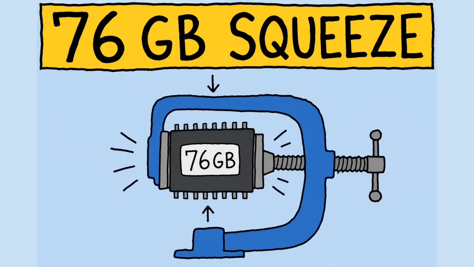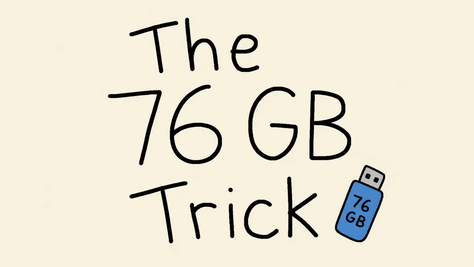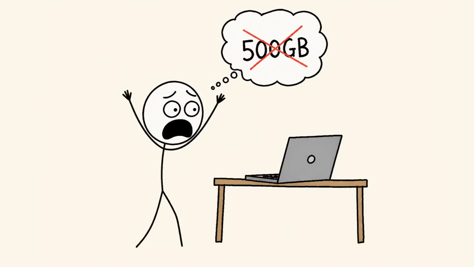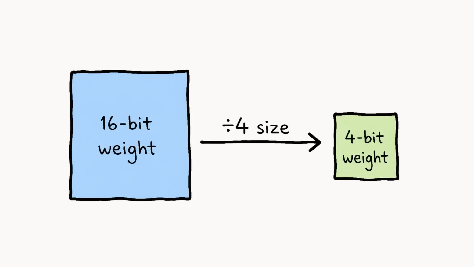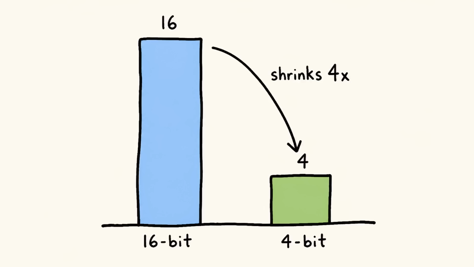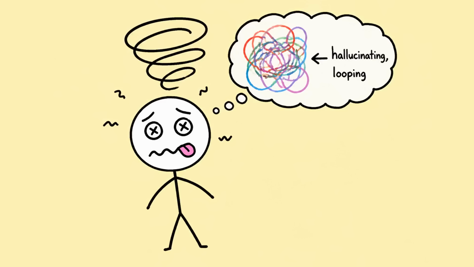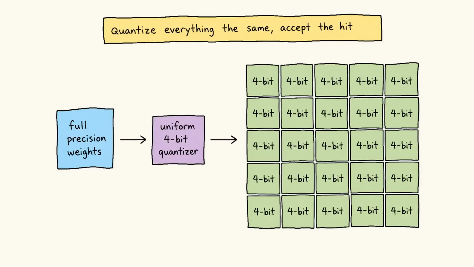Okay, so here's the problem Antirez solved. A 284 billion parameter model at full precision wants something like half a terabyte of memory. No laptop has that. So you quantize, which just means storing each weight in fewer bits. Drop from 16-bit numbers down to 4-bit, and the model shrinks by 4. The catch, though, is that crushing the numbers makes the model dumber. Quantize too hard and it starts hallucinating, looping, forgetting how to follow instructions. So the usual answer is you quantize everything by the same amount and just accept the hit.